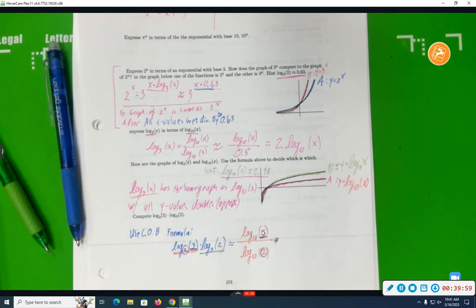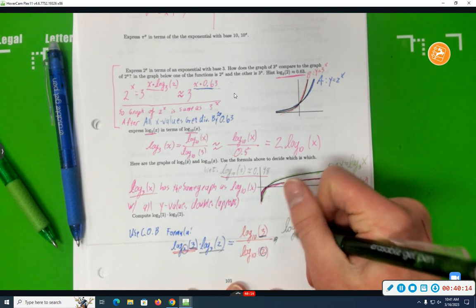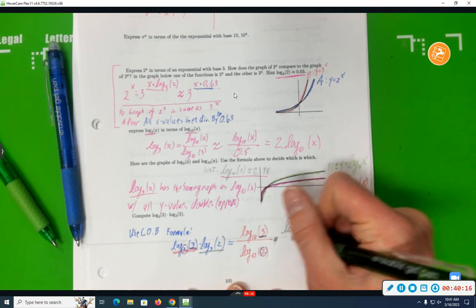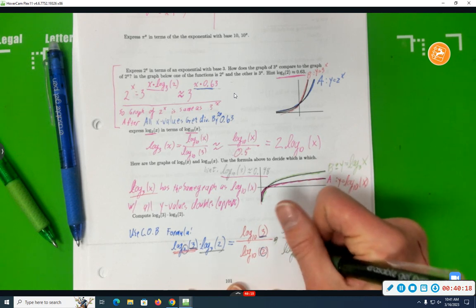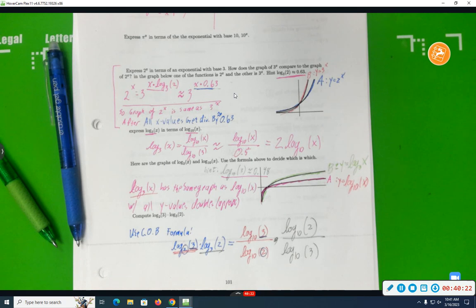So let's use that same philosophy for the log base 3 of 2. What is that equal to? Log base 10 of 2 divided by log base 10 of 3. And yeah, leaving the 10s out is fine because there's a standard convention. And in fact, the change of base formula says that the base doesn't actually matter.